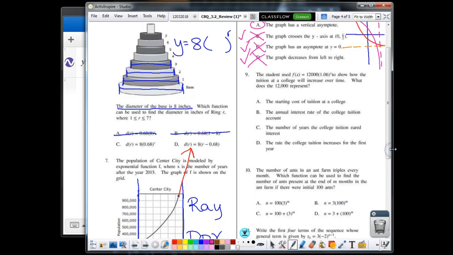Okay, so the student used f of x equals 12,000 times 1.06 to the x power to show how the tuition at a college will increase over time. What does the 12,000 represent? Don't yell it out. You should know what it is. What does the 12,000 represent? You should be able to do number 9. Don't forget your ABCs. Right?